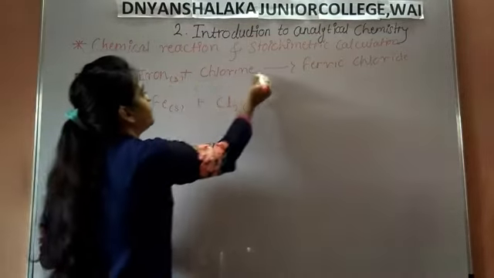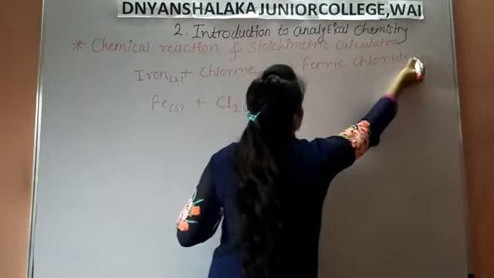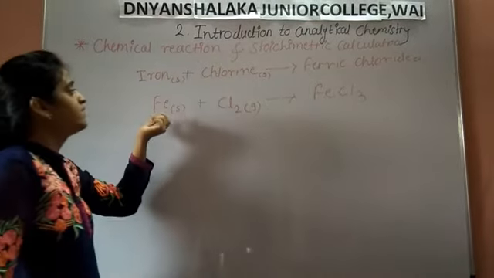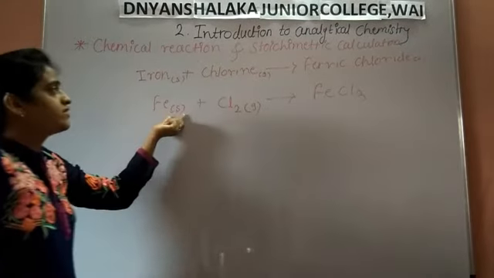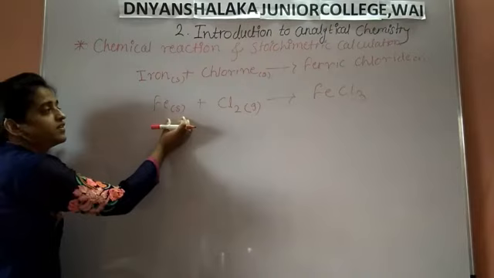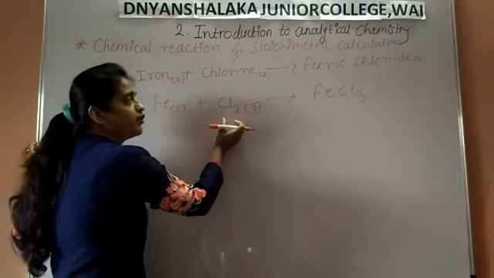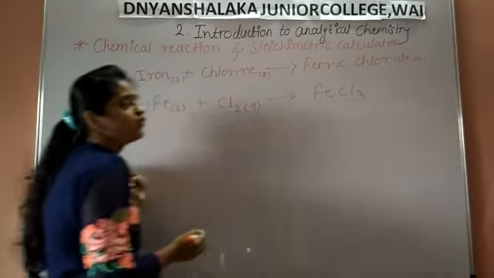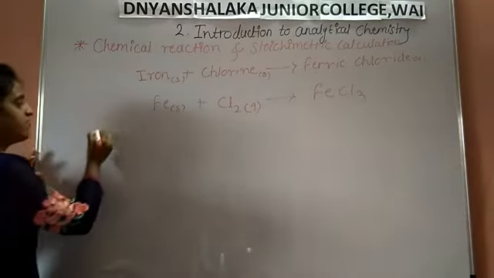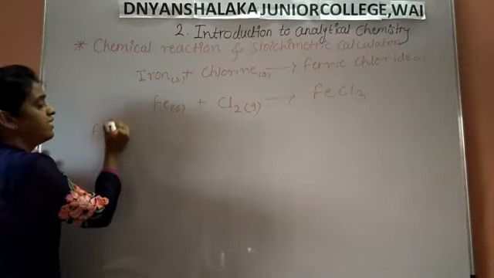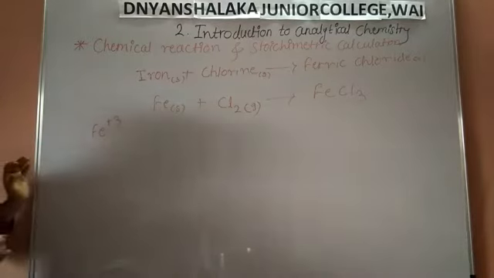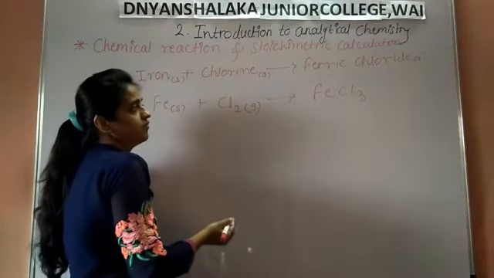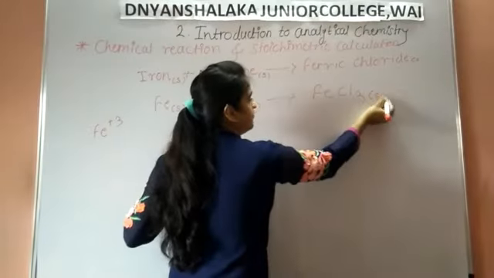Ferric chloride is in solid state. Iron, symbol Fe, occurs in the solid state, so we use the suffix S. Chlorine is a diatomic molecule in gaseous state, so Cl2 with G. Ferric means Fe3+, and with chloride this forms FeCl3, which is in solid state.